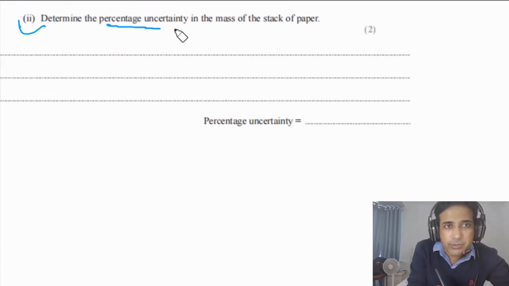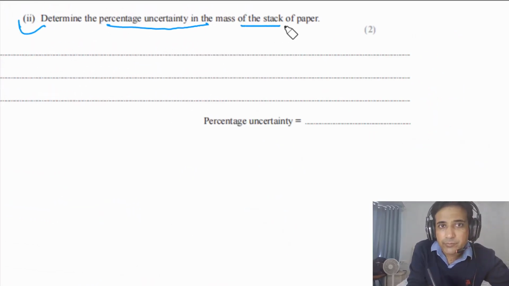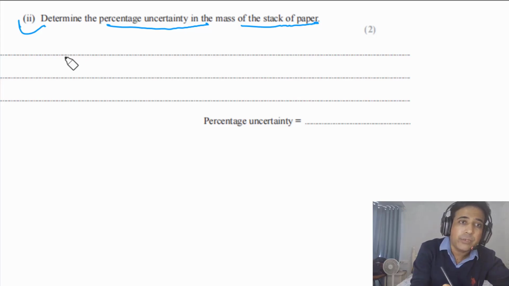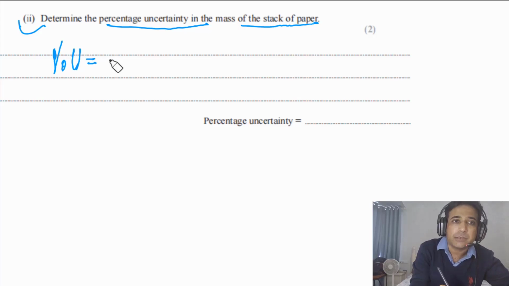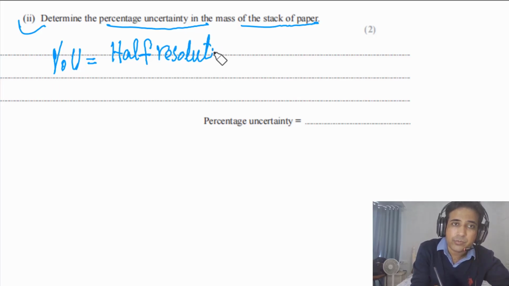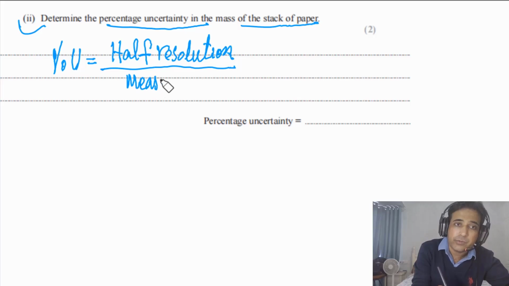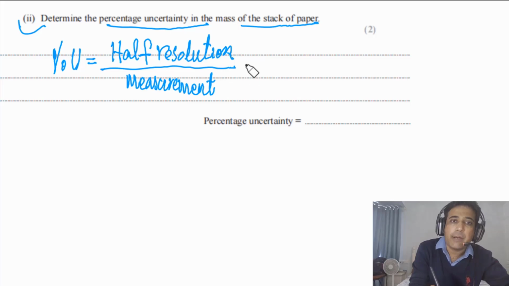The second part says determine the percentage uncertainty in the mass of the stack of paper. How can we determine percentage uncertainty? Percentage uncertainty for a single reading, a single measurement, is equal to half the resolution of the instrument divided by the measurement itself, meaning the reading we have taken with the help of the instrument. This is the formula, and you have to multiply this by 100.